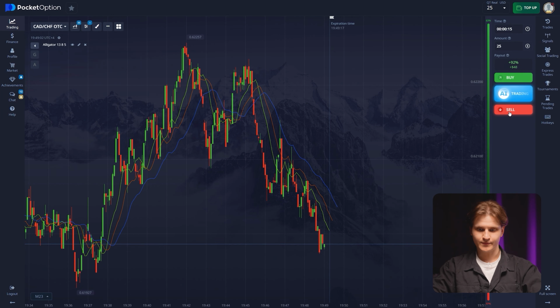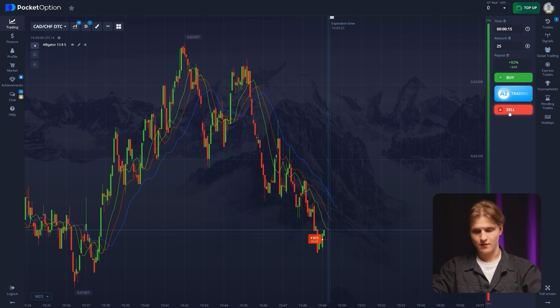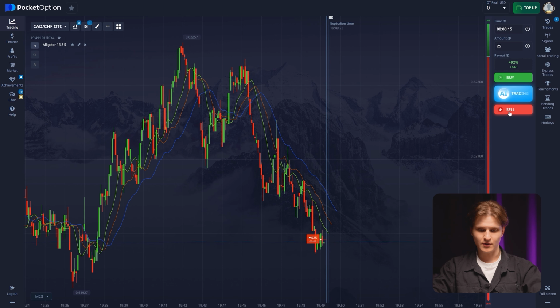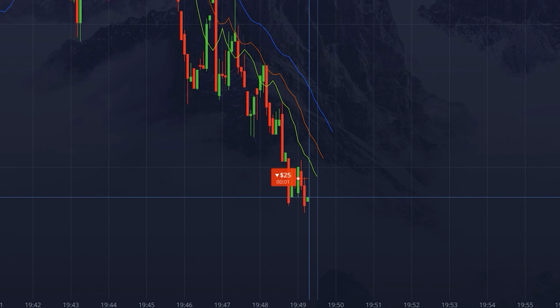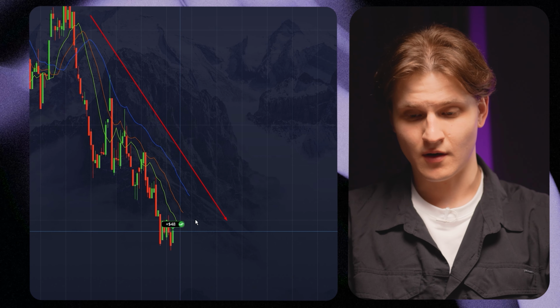Let's get started. Here I see a strict downward movement on the indicator and on the price chart. Therefore, I open a position down and wait for the expiration time. In this situation, we see the location of 3 lines of the alligator indicator in the downward direction. We follow the indicator's hint and wait for the deal to close.